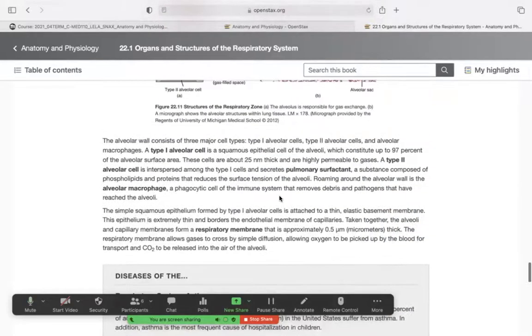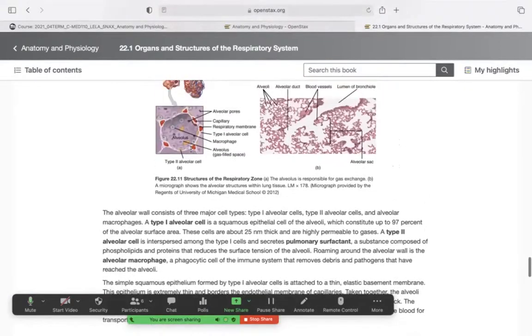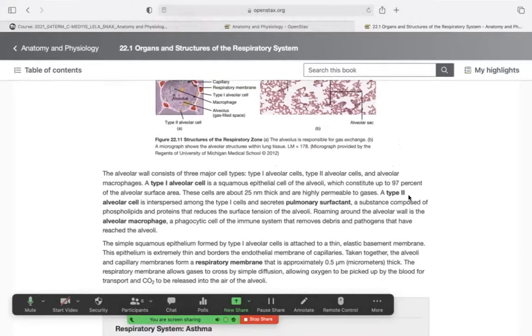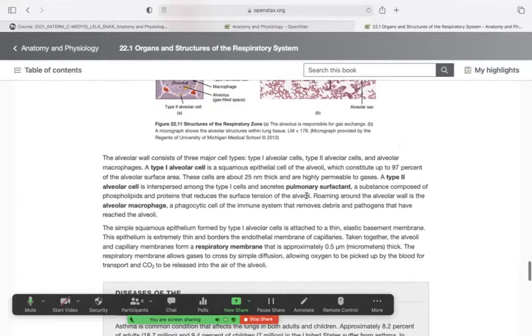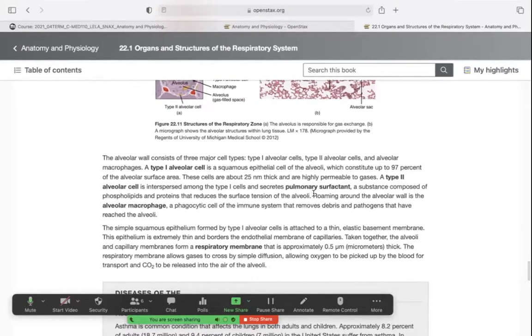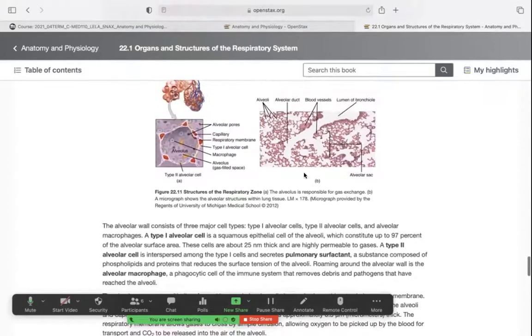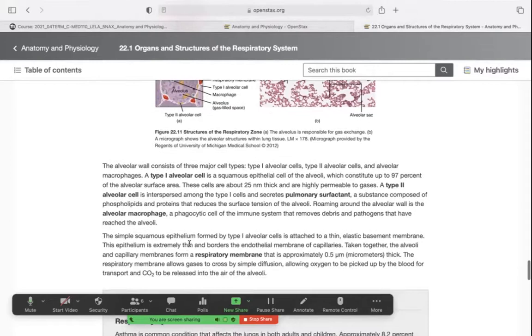So type 1 alveolar cells are the squamous epithelia, which make the structure of the alveoli. But it is the type 2 alveolar cells that create pulmonary surfactant. And the function of pulmonary surfactant is to provide that surface tension to keep all of these airways open for gas exchange.